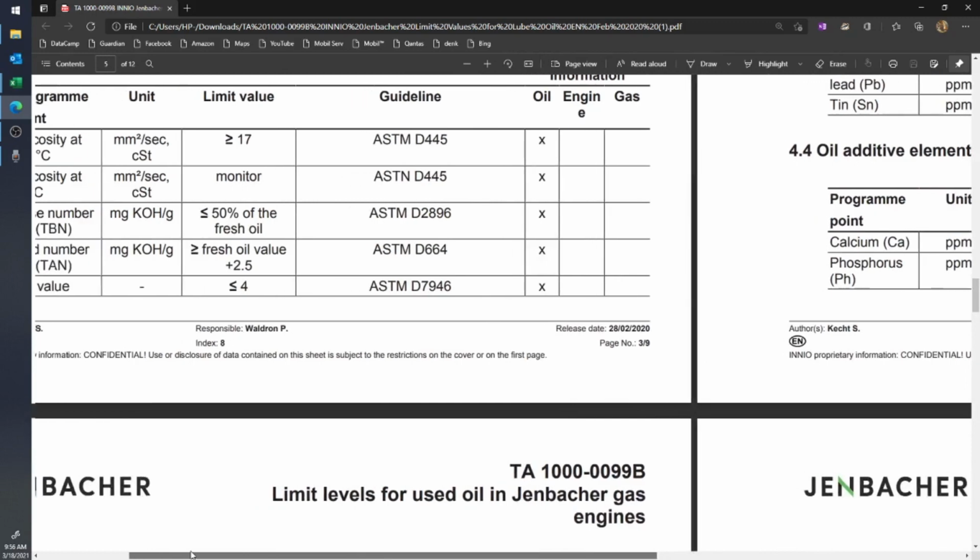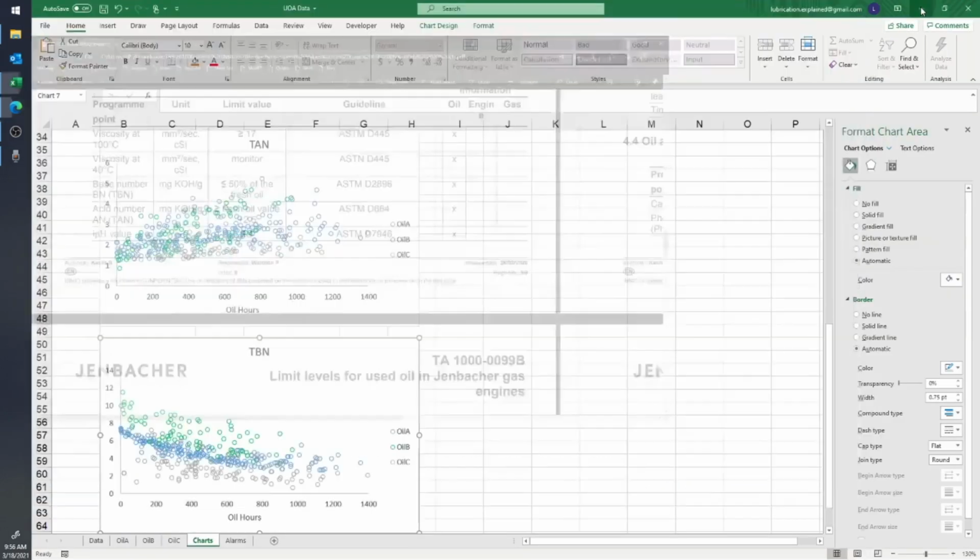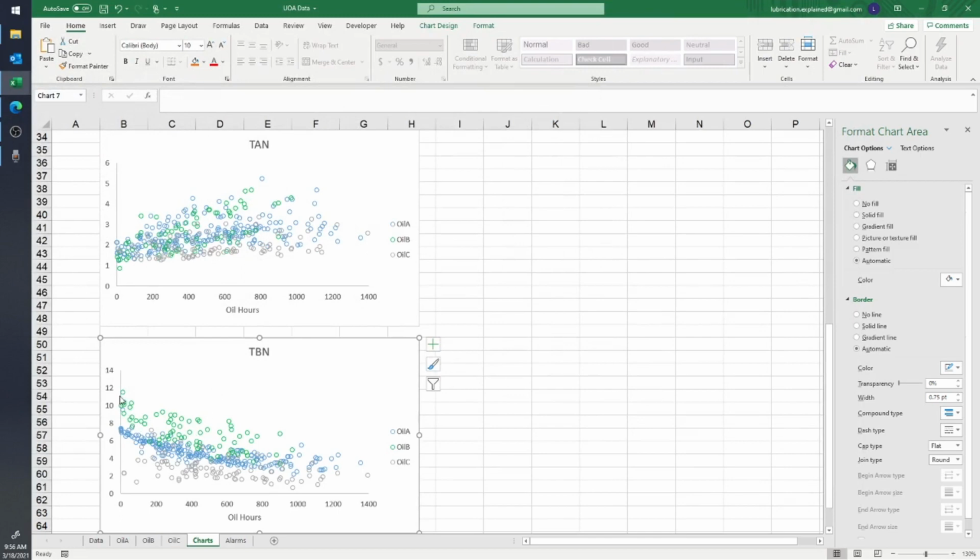the limit for TBN is actually dependent on the fresh oil value, and same with the acid number. So what they say is, what is the starting TBN? You need to condemn your oil when it gets to 50% of that number. So the alarm limits for each of these different lubricants is actually going to be entirely different. So oil A, which is in blue, starts off at about 7. So it should be condemned when it gets to about 3.5, which is, on this chart, at about 1,000 hours.